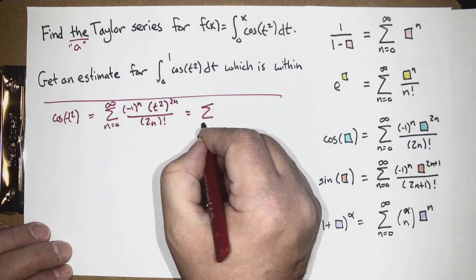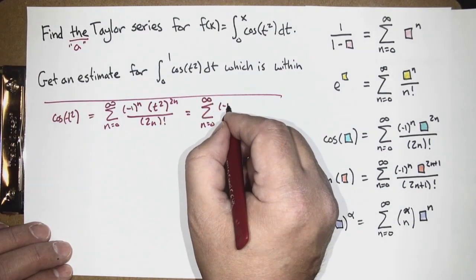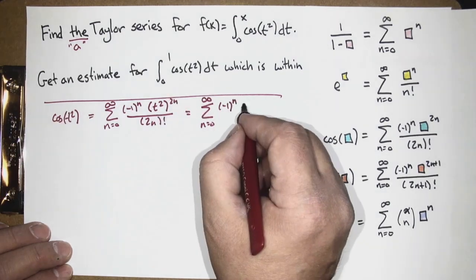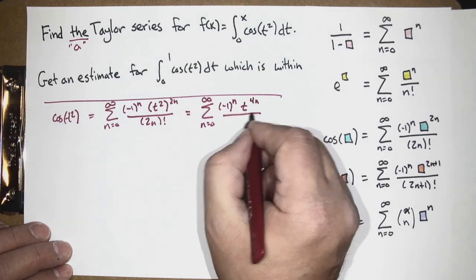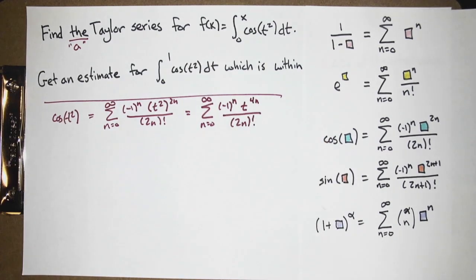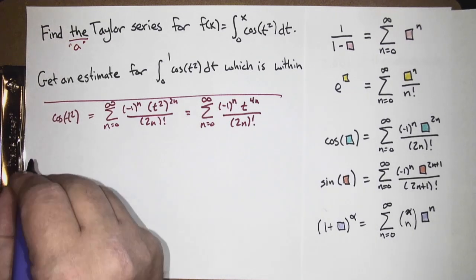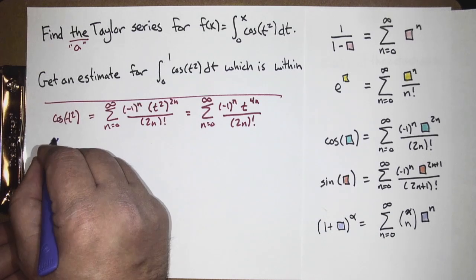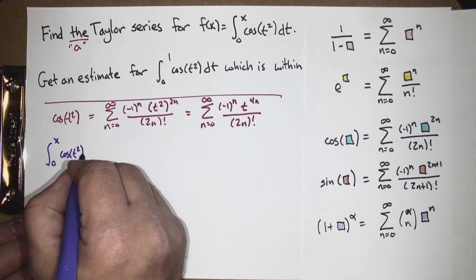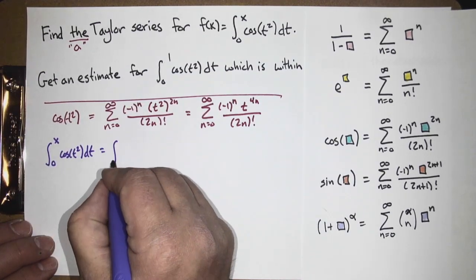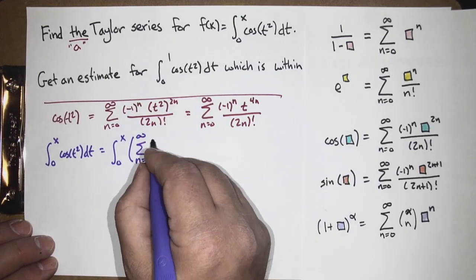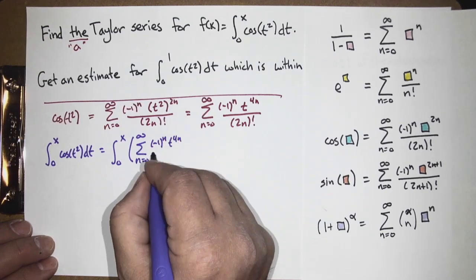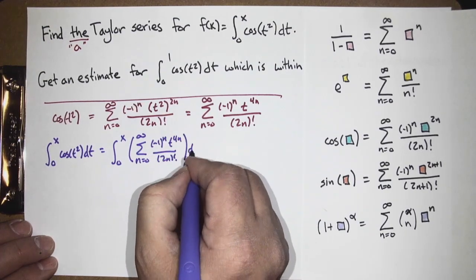And just one more comment. Another way to write t squared to the 2n is t to what power? 4n. When you have a power to a power, you multiply the powers together. So, if I want to do the integral from 0 to x of cosine t squared dt, that's the integral from 0 to x of the sum, 0 to infinity, negative 1 to the n, t to the 4n, over 2n factorial dt.